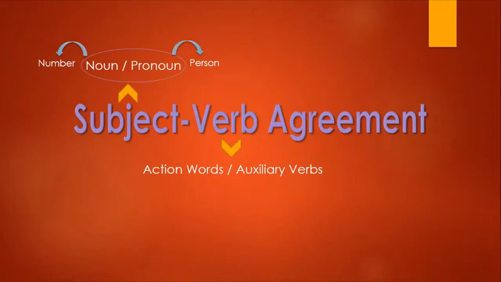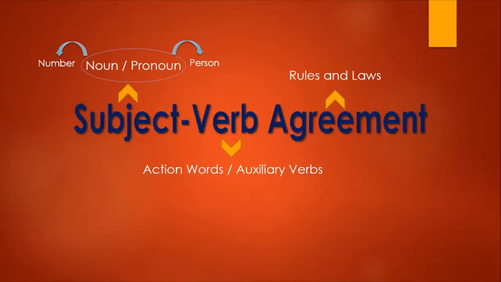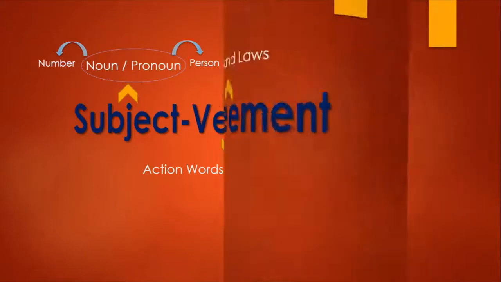So what we will learn in this chapter is basically the rules and laws according to which noun or pronoun, depending on their number and person, can influence the action words or the auxiliary verbs. How these things are dependent on each other and change accordingly. So, this is what we will learn in our chapter subject verb agreement. So, let's move on. The next thing that we will learn about this chapter is the noun and pronoun part.